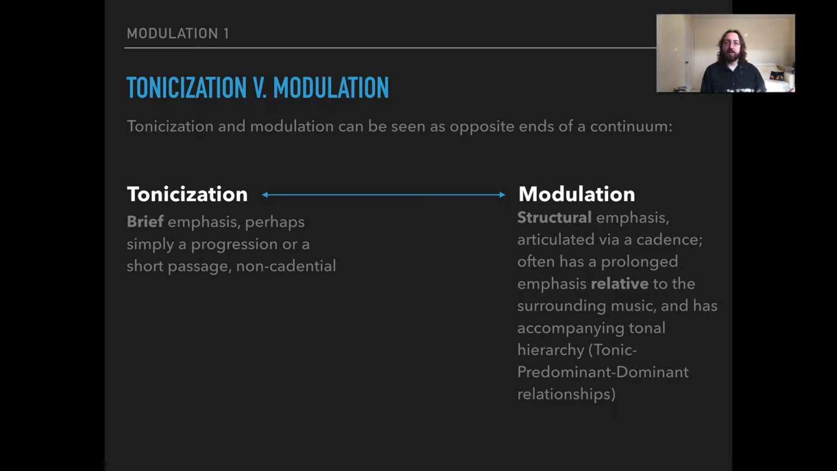On one side, we have tonicization. This is a brief emphasis, perhaps simply a progression or short passage, and it typically is not going to involve a cadence. Meanwhile, with modulation, we have structural emphasis. This is articulated via a cadence, and often has a prolonged emphasis relative to the surrounding music, meaning that this movement to the new key area seems important. And it's accompanied by a new tonal hierarchy in the new key. So we now have tonic, predominant, and dominant relationships in that new key area.